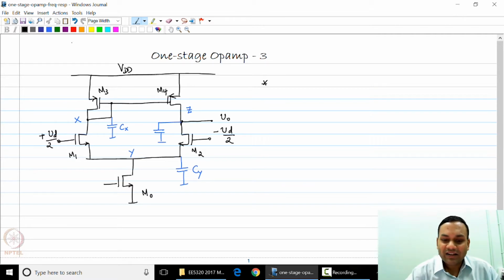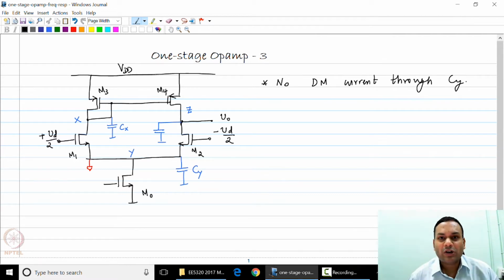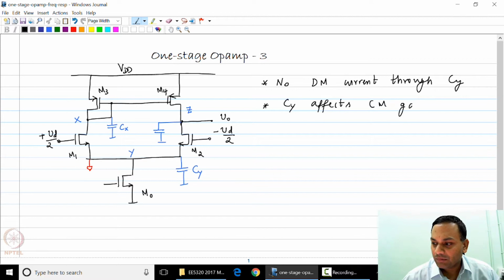Now, we will note that Cy is actually at small signal ground, and therefore, there is no differential mode current through Cy. Of course, this is because both ends of Cy are shorted to small signal ground. So therefore, Cy makes no difference to the differential mode picture. However, Cy affects the common mode gain of the circuit.